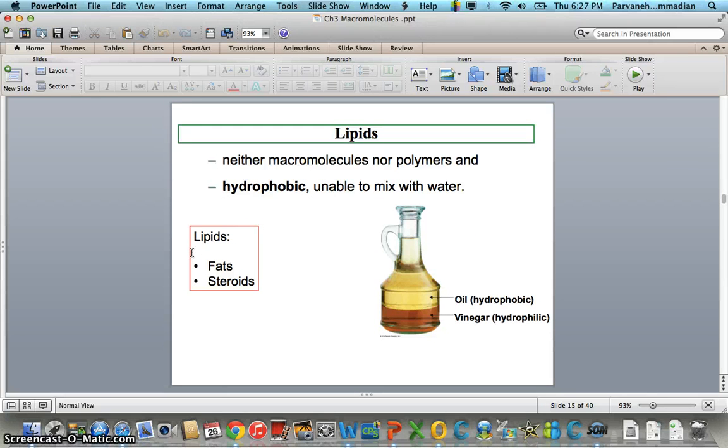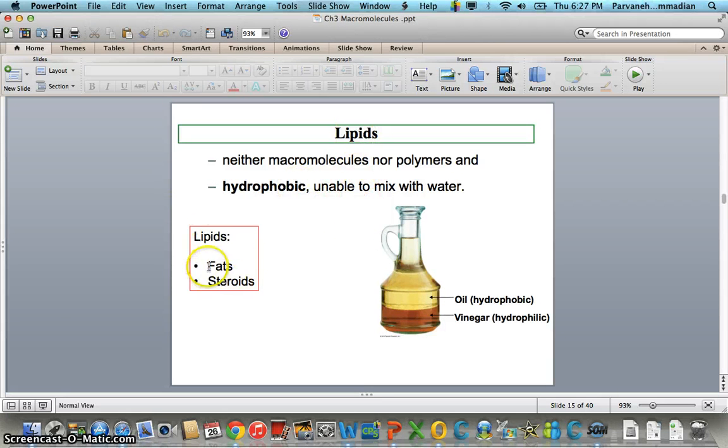The next category would be lipids. So we covered carbohydrates, then we have the lipids. Lipids are hydrophobic. Hydro means water, phobic means they hate it. So when you make Italian salad, you can see that the vinegar separates itself from the olive oil because they don't like each other, so they don't mix. This is pretty much one of the characteristics of the lipids.